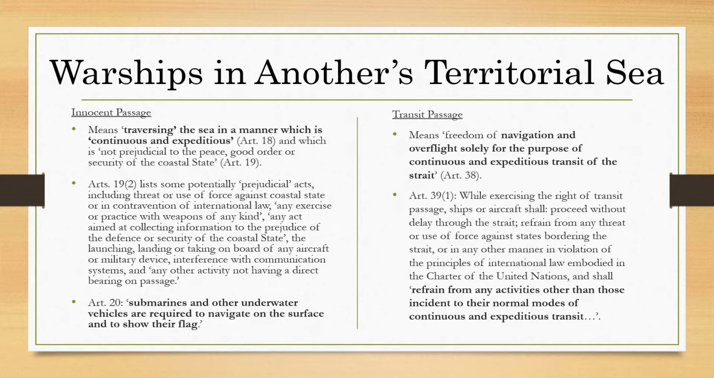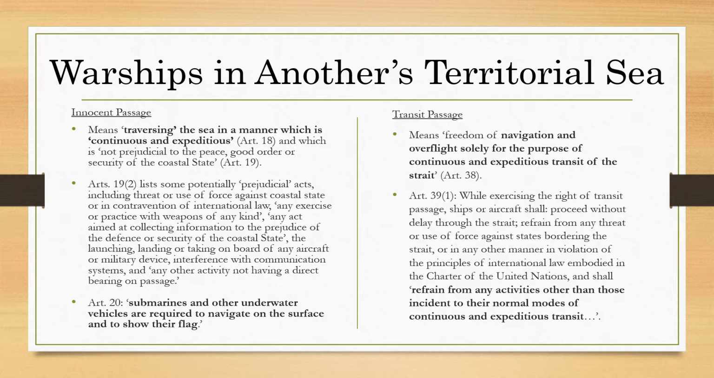And there are some rules, as I say, Article 39, which talks about continuous and expeditious travel: proceeding without delay, refraining from any threat or use of force in a manner which is not in accordance with international law, and refraining from any activities other than those incident to the normal modes of continuous and expeditious transit. Now, this has been widely interpreted and agreed to allow submarines to travel under the surface, because the normal mode of travel for a submarine is under the surface. So this is an important difference between them again.